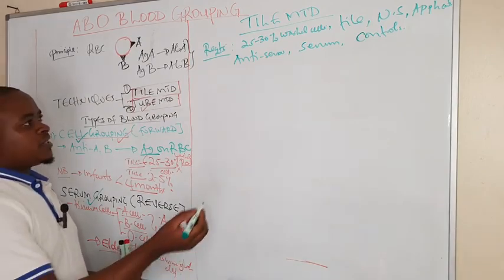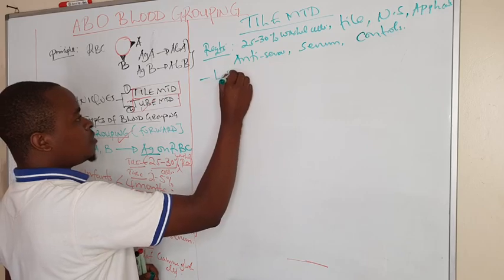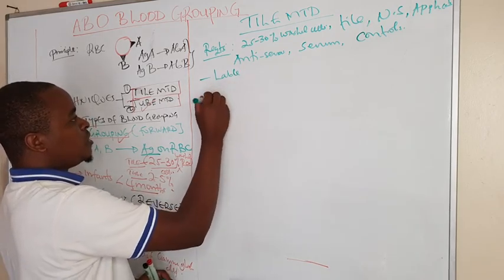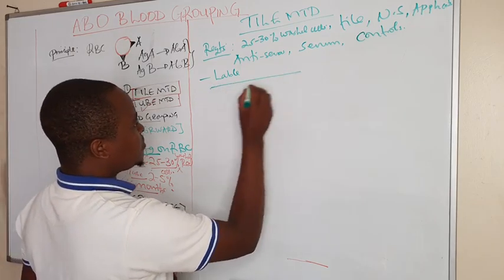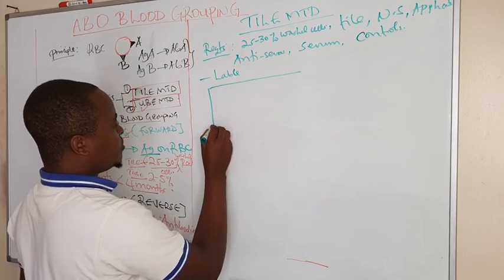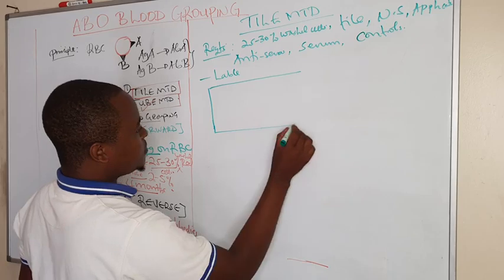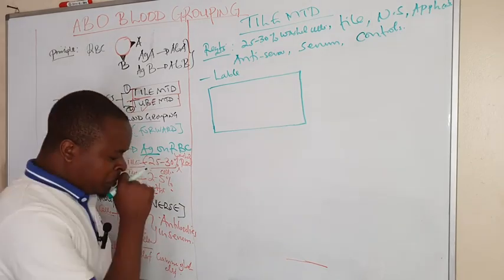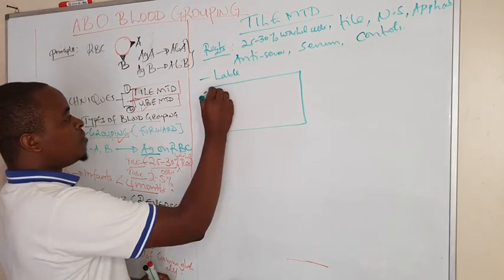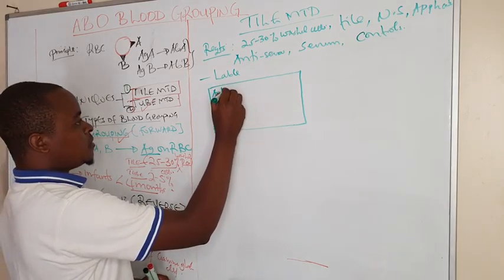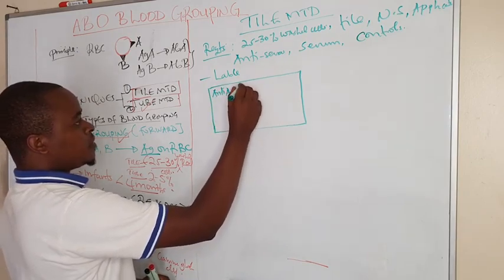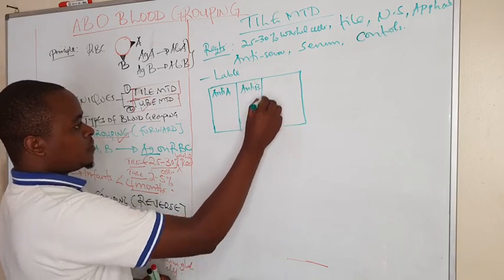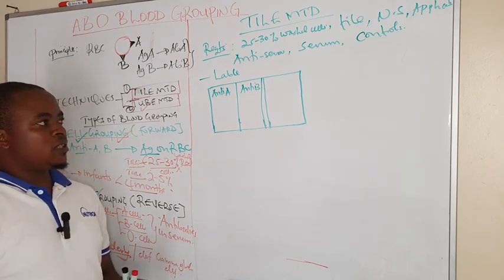So after assembling these requirements, we are going to label. We partition the slide and we label. And how do we label? If this is our tile, we are going to label as anti-A, then anti-B. We partition for anti-B, and this is going to act for cell grouping.